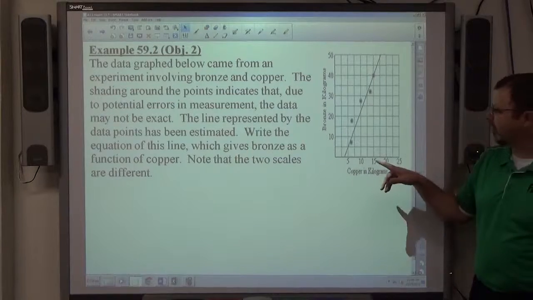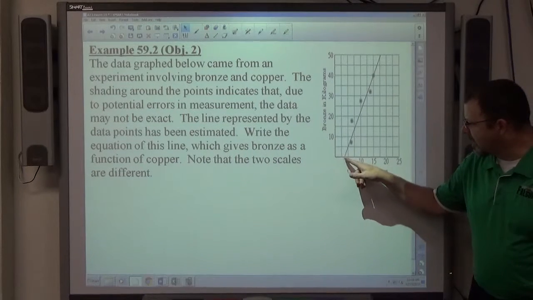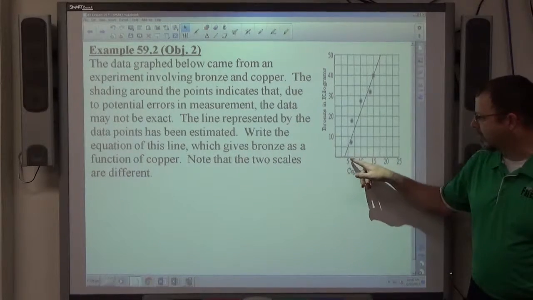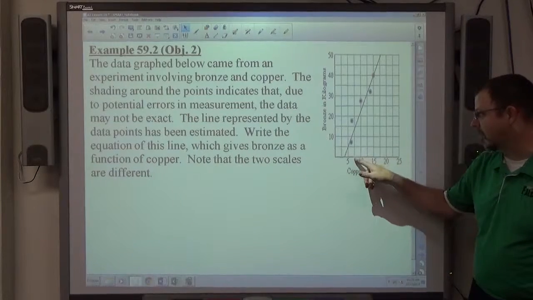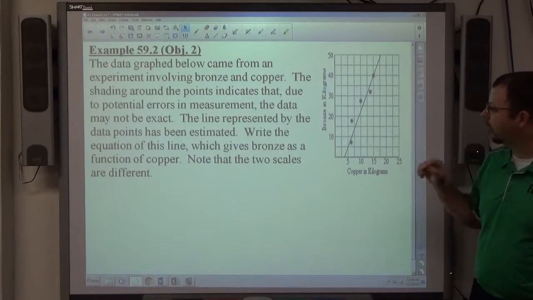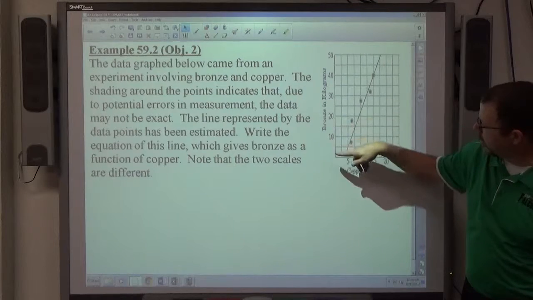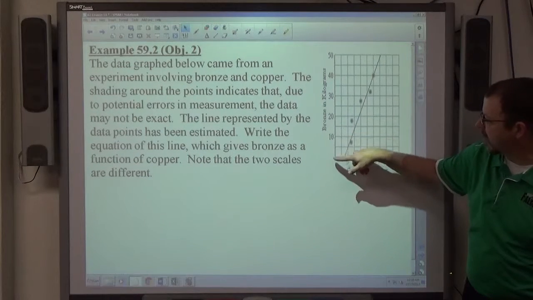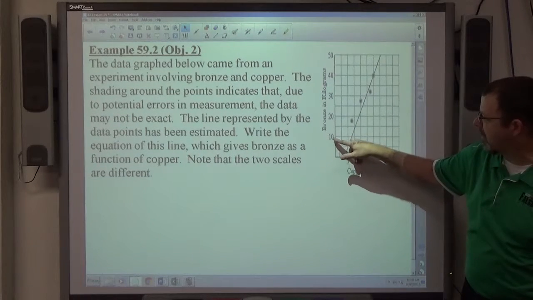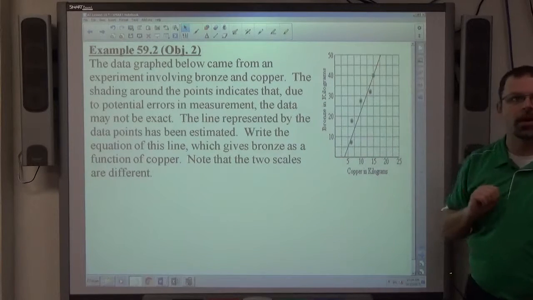Okay, scales. If you can see here, every second dash here represents 5. So 5, 10, 15, 20. So that's 2.5, 7.5, 12.5, 17.5, and so on. Every second dash here represents 10, so every half dash is 5. So 0, 5, 10, 15, 20, 25, 30, and so on.